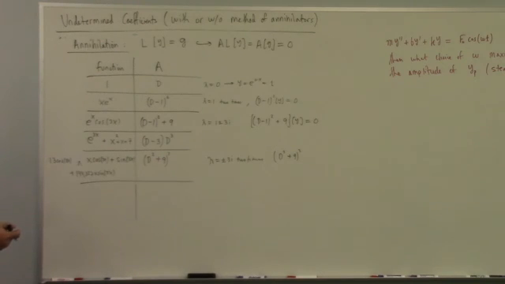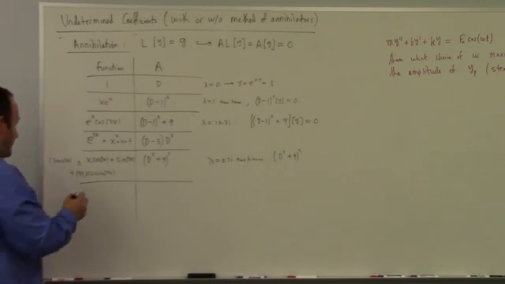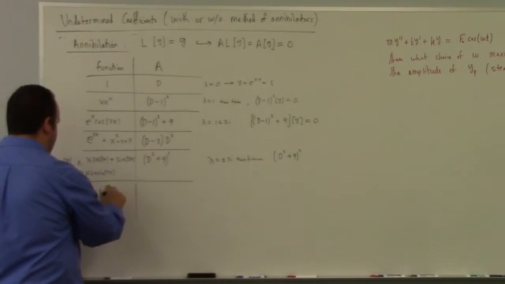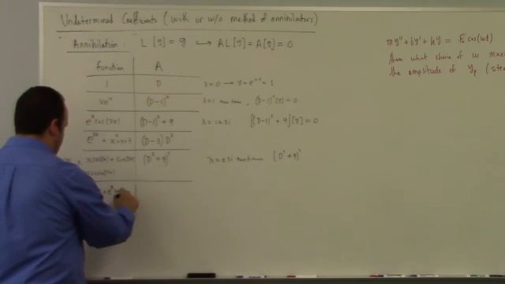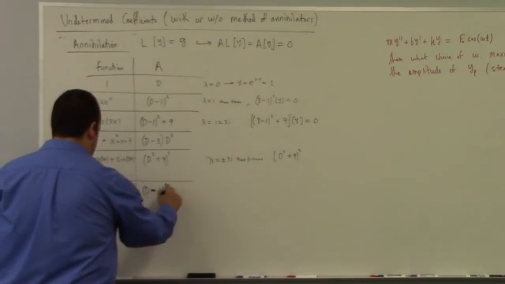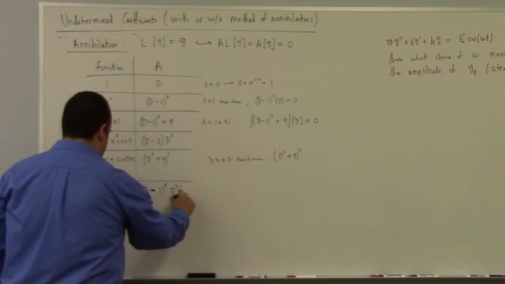I mean, you can mix and match these. If I do something like x e to the x plus 1 plus e to the x cosine 3x, then what I do is I just multiply the ones we had before.